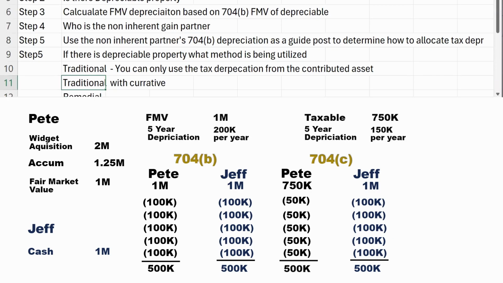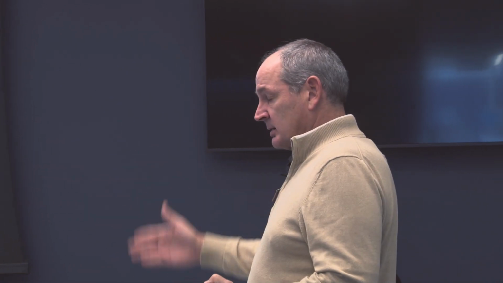And then, are we using traditional, curative, or remedial? Traditional. Okay. And then the traditional has the burden of having what rule? The ceiling rule. So if you don't have enough tax depreciation to support the fair value depreciation that should be allocated to the non-inherent gain partner, it just goes away.